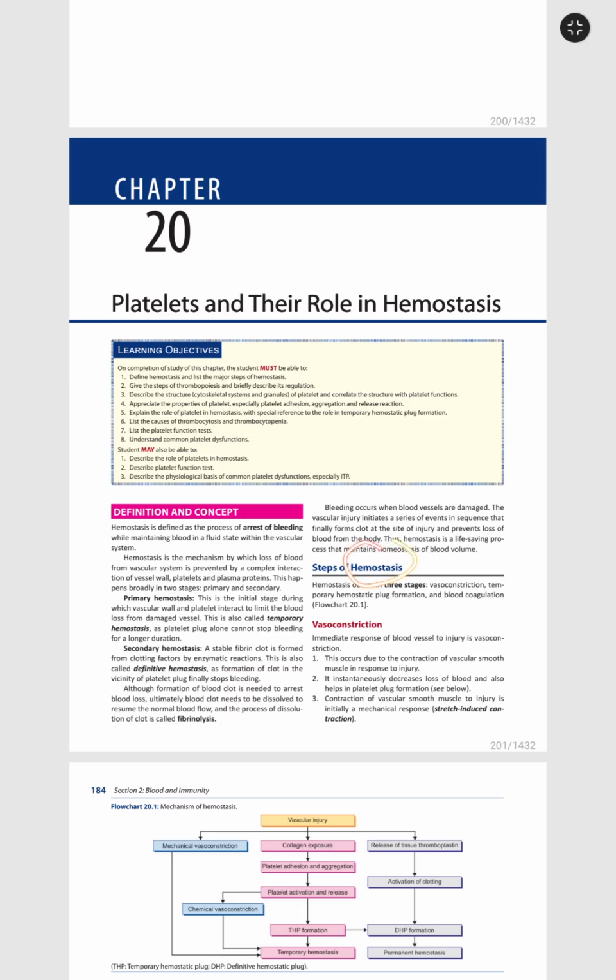Now steps of hemostasis. Hemostasis occurs in 3 stages. Remember, 3 stages. Vasoconstriction, temporary hemostatic plug formation, and blood coagulation.